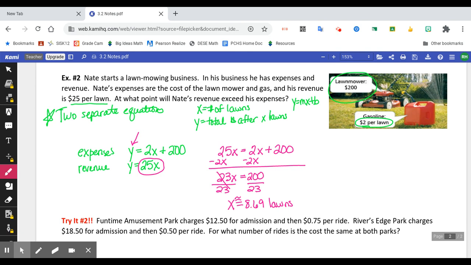Okay, so he has to mow 8.69 lawns for these to be the same, because this is equals, right? We want to know when it will exceed his expenses. So 8.6 would mean he'd have to mow 9. So he would have to mow more than 9 lawns in order for it to be more money than cost.